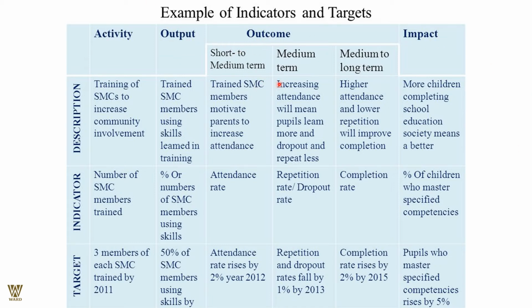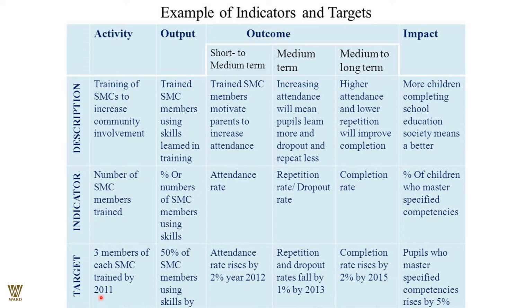Now, outcomes can be short term, medium term, and medium to long term. In terms of some training for a community, what does it go around? What are the long term impacts and the higher attendance, the impact that happens with their families and so on and so forth. Similarly, the target, if you are targeting training for 3 members for each of the companies, let's say by certain years, and so on and so forth.